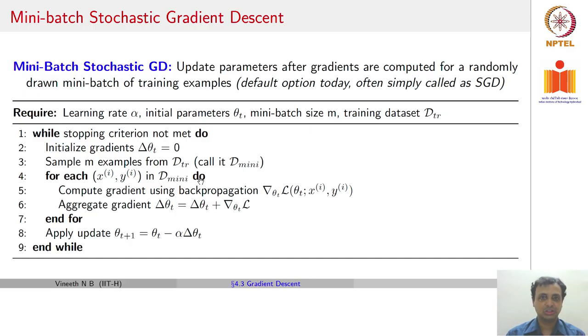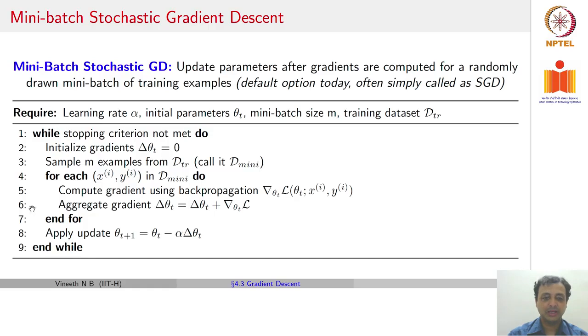This mini batch version of stochastic gradient descent is the default option for training neural networks today. Often today when people say they use SGD, they actually mean mini batch SGD. Remember, mini batch SGD with batch size 1 is SGD itself. But typically people use larger batch sizes, 20, 100, and so on, to compute these gradients.